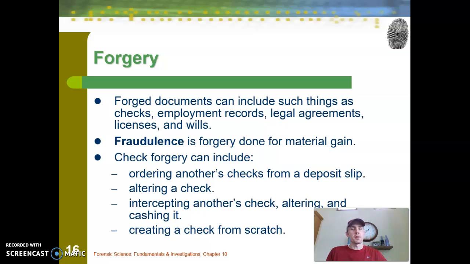Next topic is forgery. Forgery is when you try to create a document in order to do material gain. You are trying to defraud someone. Some common examples of this include altering a check, taking another person's check and trying to cash it, and creating a check from scratch.